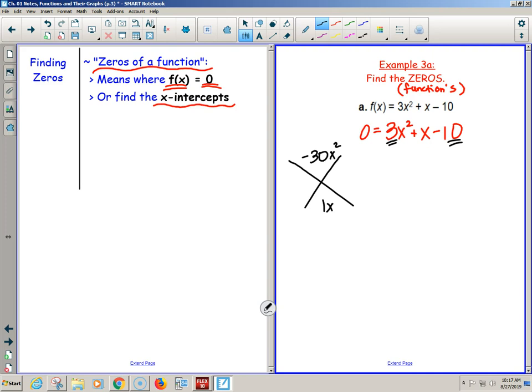Well, first of all, what are the coefficients? 6 and negative 5. 6 and negative 5. But do you guys realize those are technically x terms?